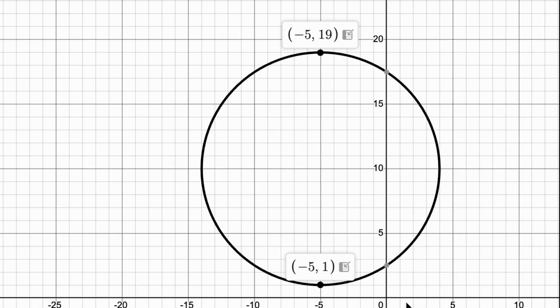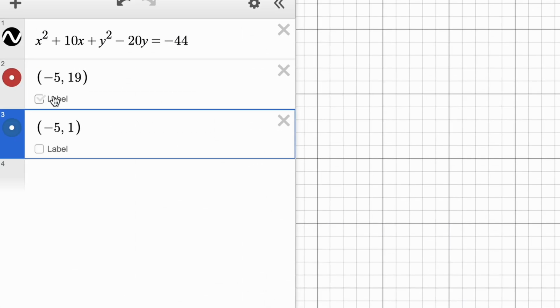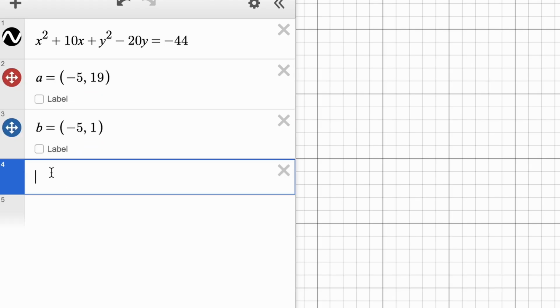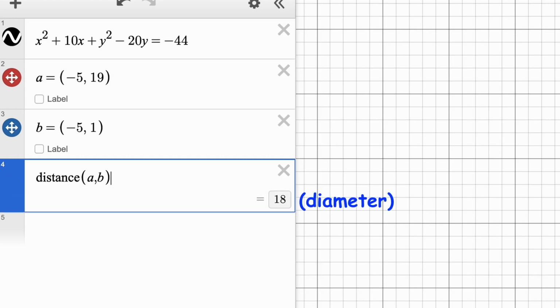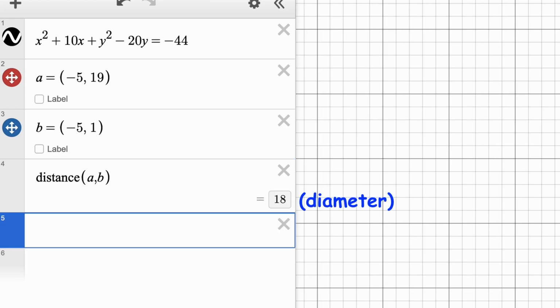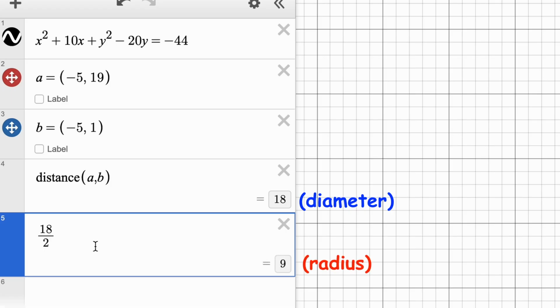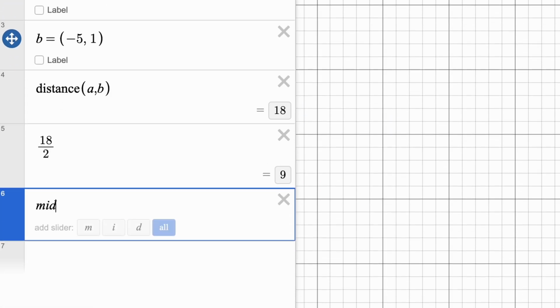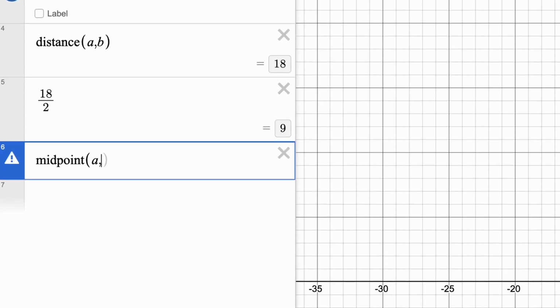Well, you could use your brain and subtract 1 from 19, or you could use Desmos by labeling your points with random letters and literally typing in distance(a, b). Finally, you can divide your diameter by 2 to get your radius. You could also find the center of your circle using the midpoint.